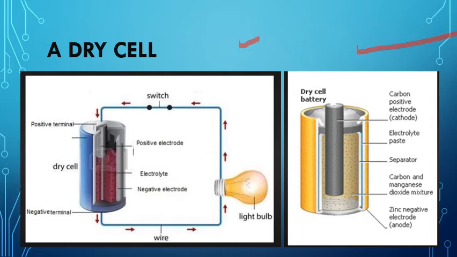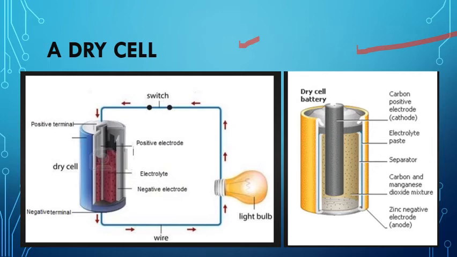Inside the container, there is a paste of sawdust saturated with a solution of ammonium chloride and zinc chloride. Here you can see the picture. Inside that, you see the sawdust, which is the paste of ammonium chloride and zinc chloride. Zinc chloride maintains the moisture of the paste. A carbon rod is placed at the center and acts as a positive electrode. You can see more detail in our textbook, page number 167. In our textbook also a dry cell image is there. Observe that image too.